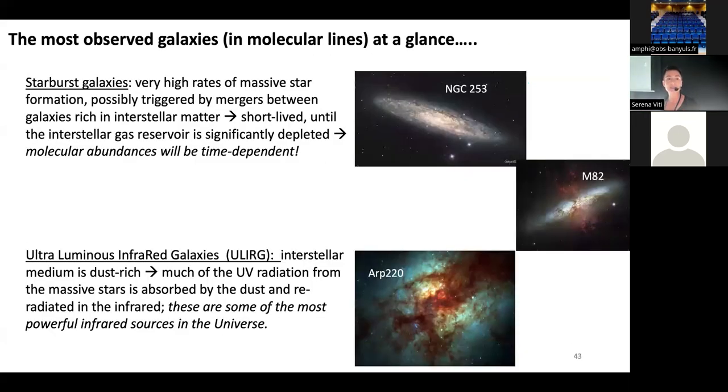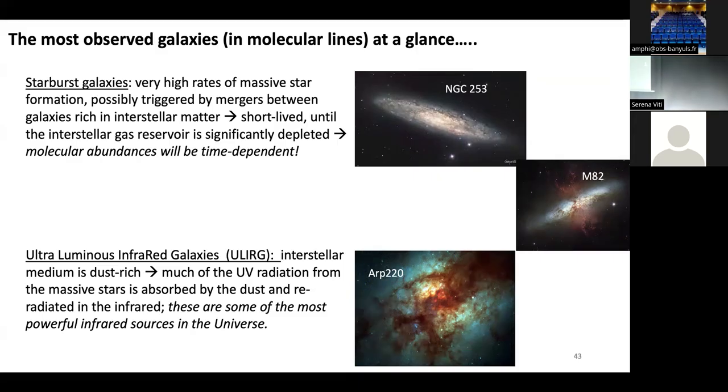Let me skip this. Okay, so let's now have a little tour, in the last 25 minutes or so, of the type of galaxies for which we observe a lot of molecules. We have starburst galaxies. These are essentially galaxies where a lot of star formation is occurring. And so you have episodic star formation, which means the gas changes with time a lot. And so the chemistry is very time dependent.